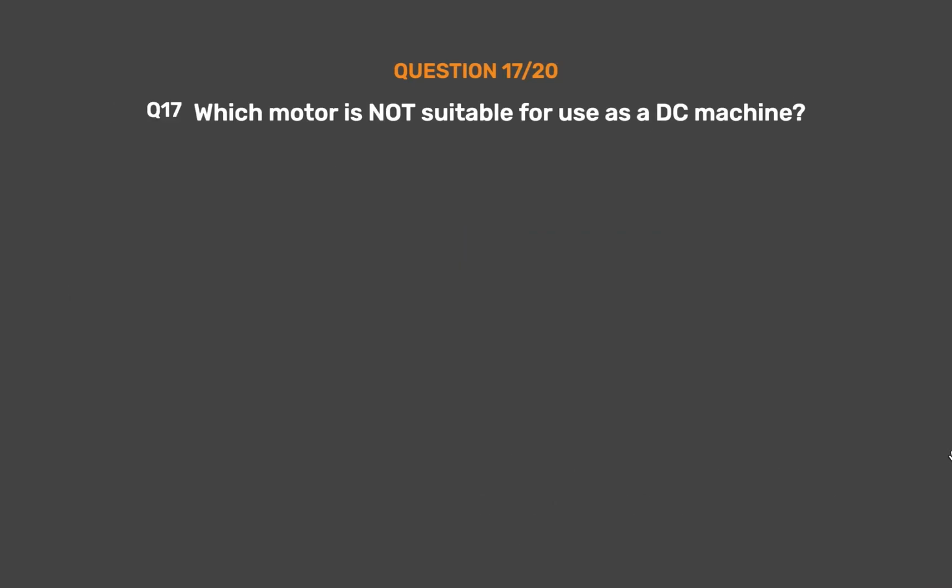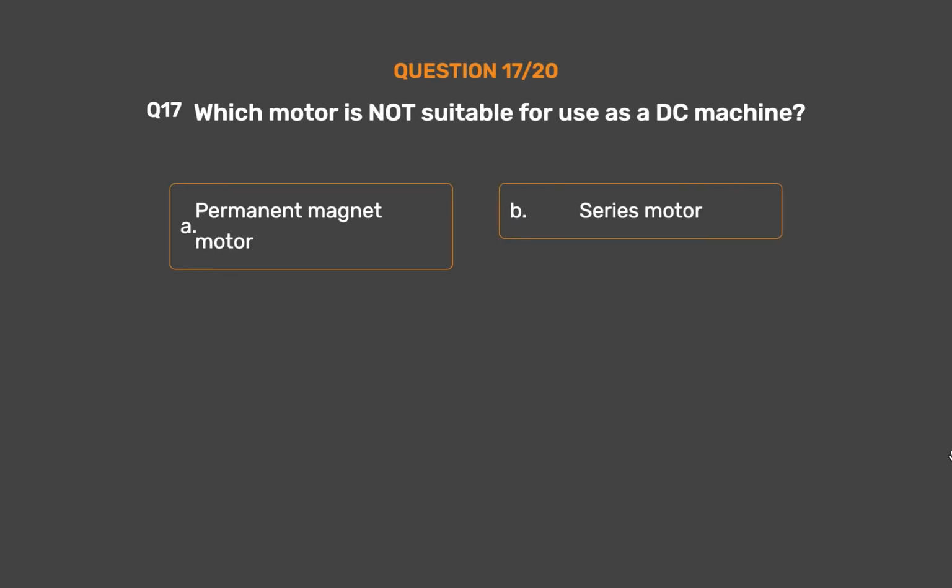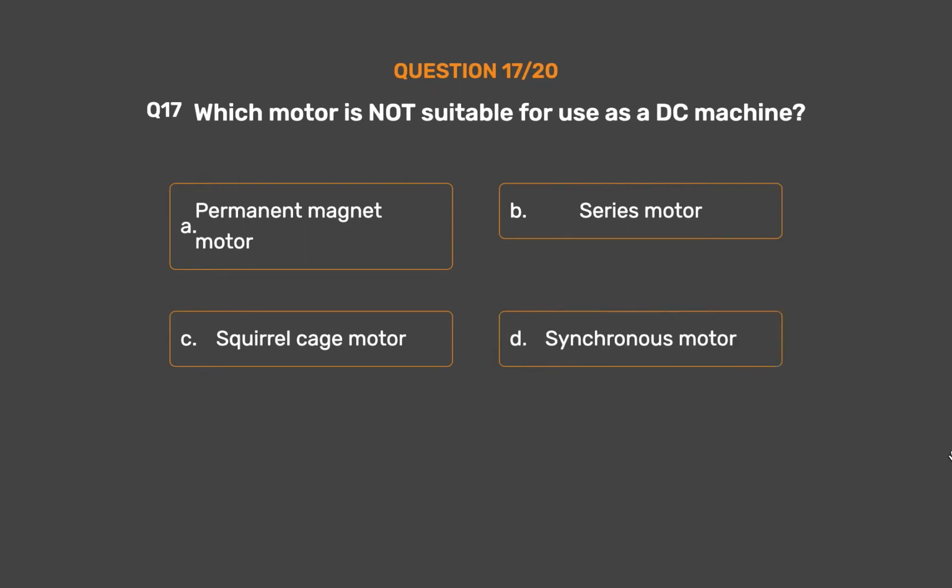Question number 17. Which motor is not suitable for use as a DC machine? Option A, permanent magnet motor. Option B, series motor. Option C, squirrel cage motor. Option D, synchronous motor.